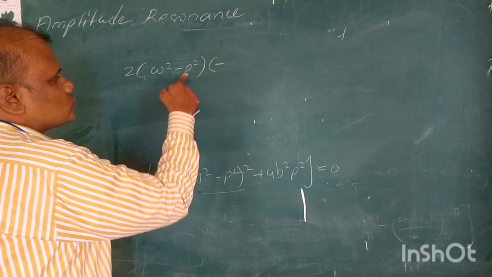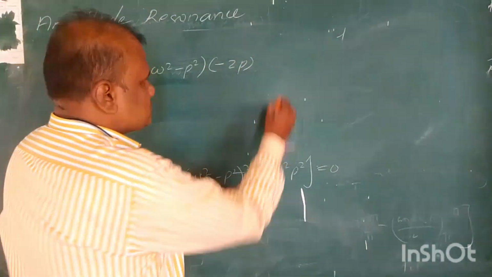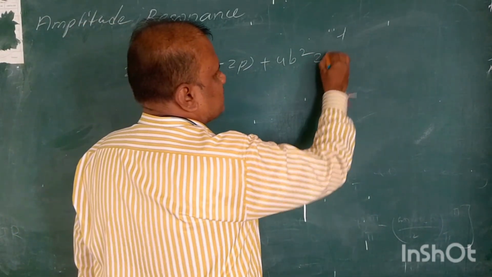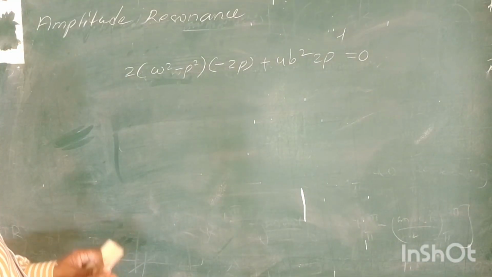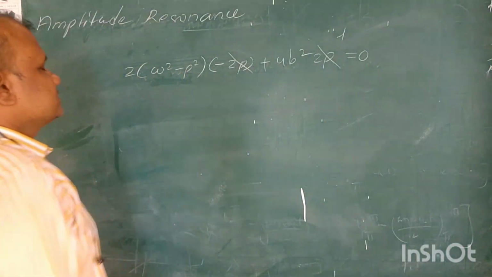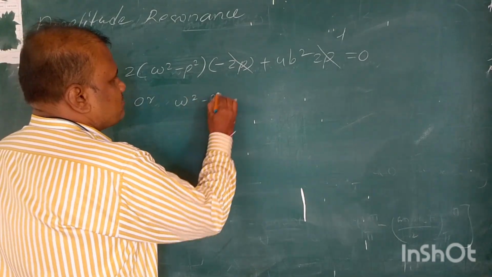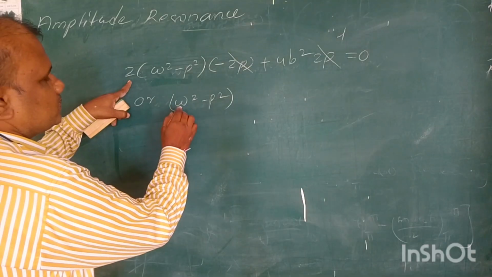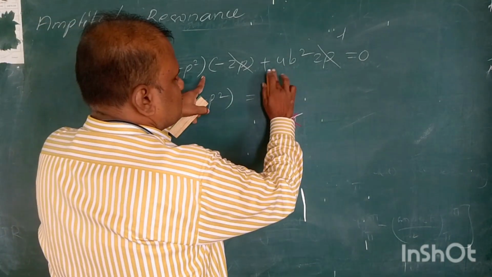Okay, minus of... so differentiation of the second term with respect to p, that is nothing but minus 2p plus 4b square. Differentiation of p square is nothing but 2p. So that should be equal to 0. Okay, so here 2p, omega square minus p square. So this is nothing but 2 into omega square minus p square, which is equal to minus 4b square.